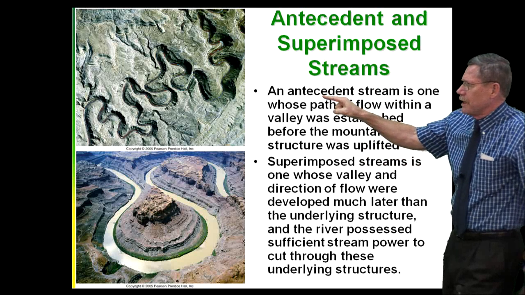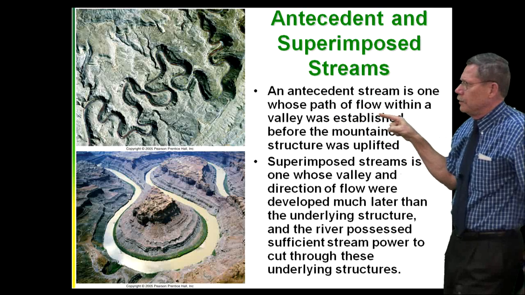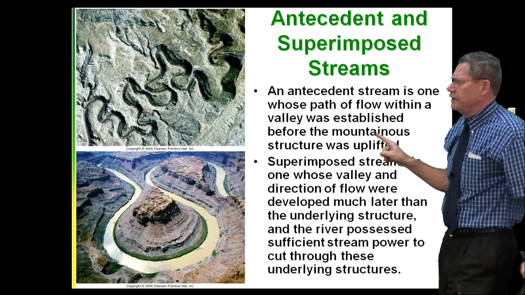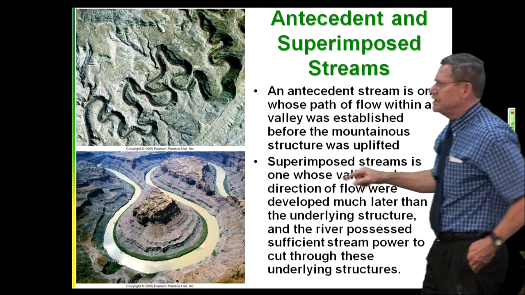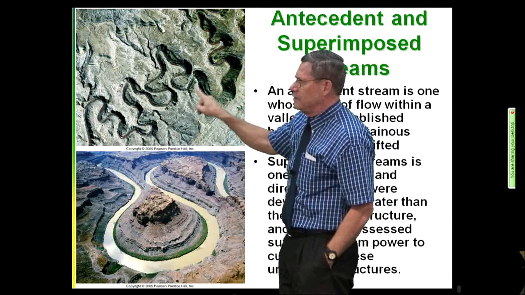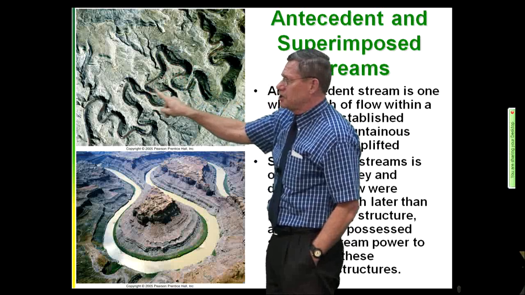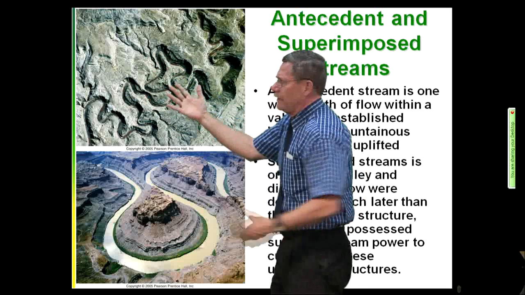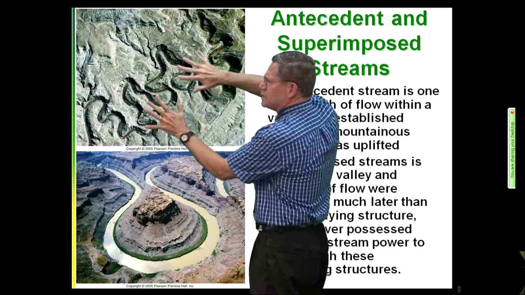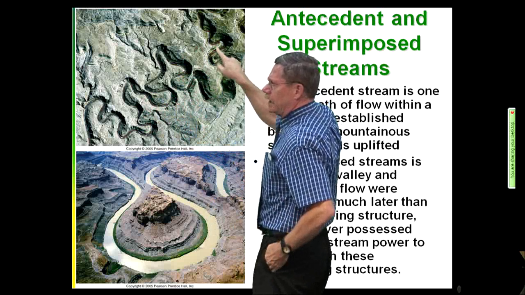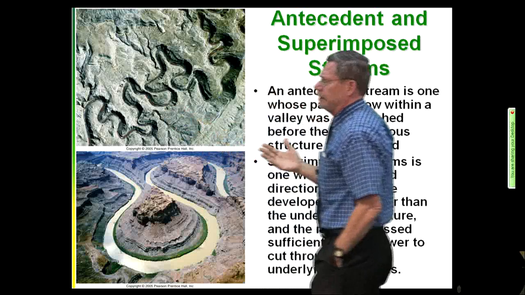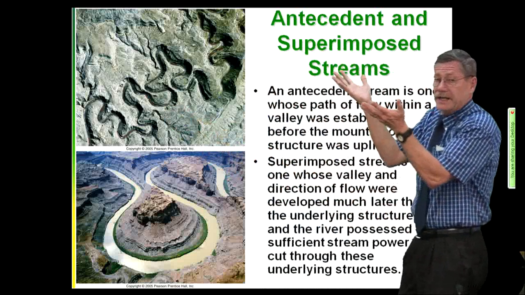An antecedent stream is one whose path of flow within a valley was established before the mountainous structure was uplifted. And we see that kind of stuff like here. We have this sinuous, kind of looking like a mini Mississippi, and that was developed on a shale unit, on a very low gradient. Then the land lifted up, like the Grand Canyon, and the river just eats straight down. And so you end up getting this low gradient channel form on top of a rejuvenated landscape.